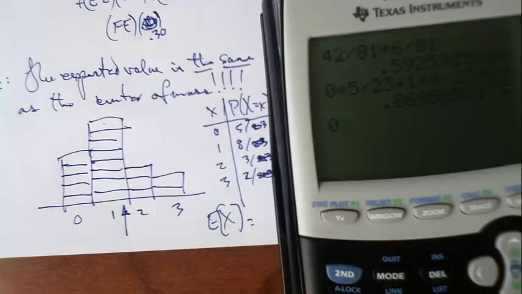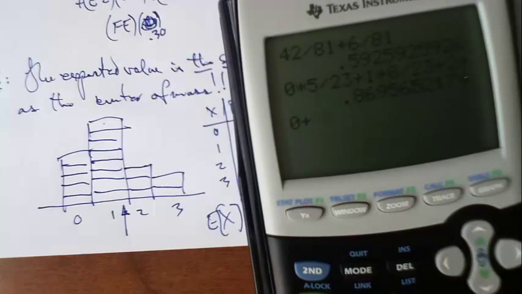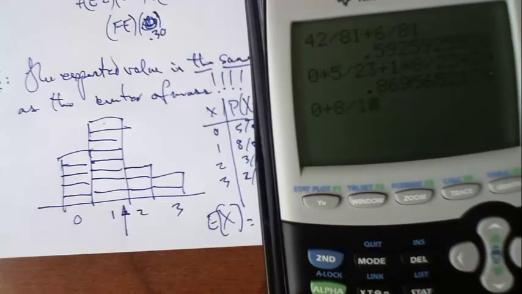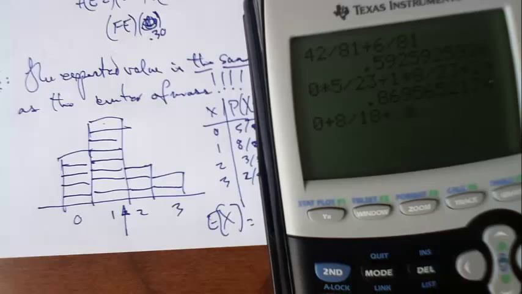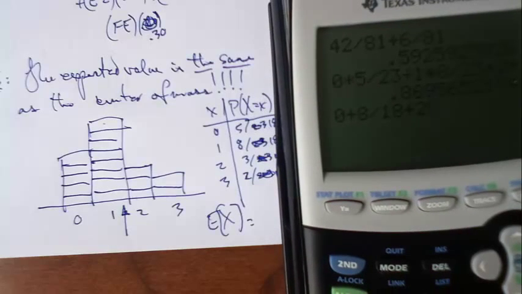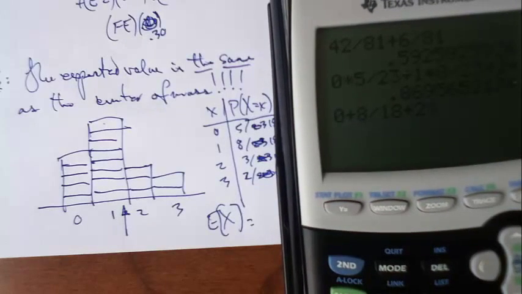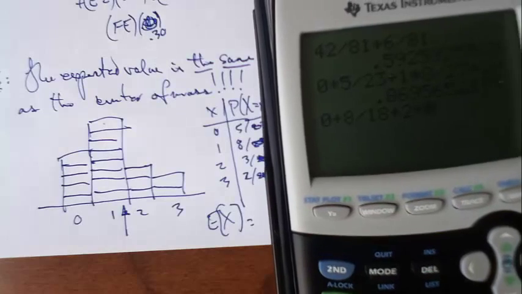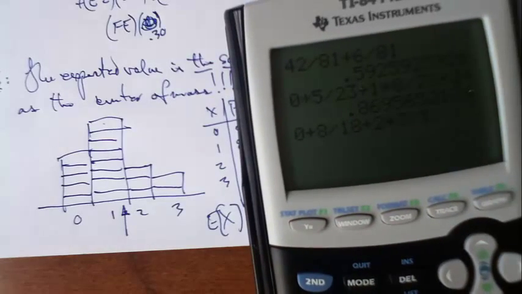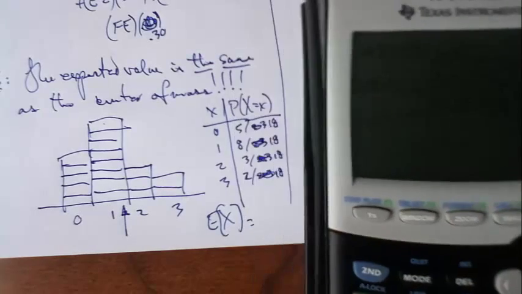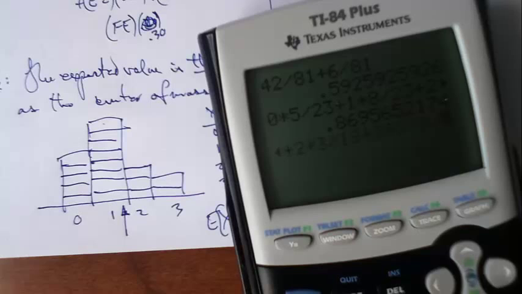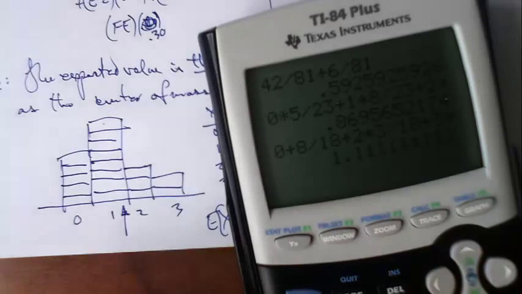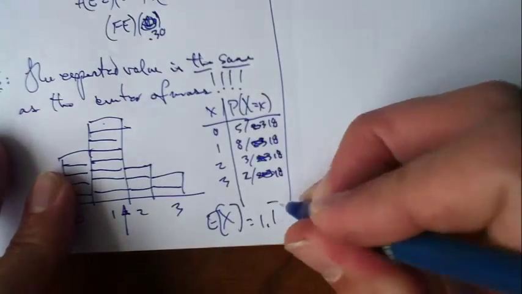0 plus 8 out of 18 plus 2 times 3 out of 18 plus 3 times 2 out of 18. Okay? Alright, looks like 1.1 repeating. So here's one.